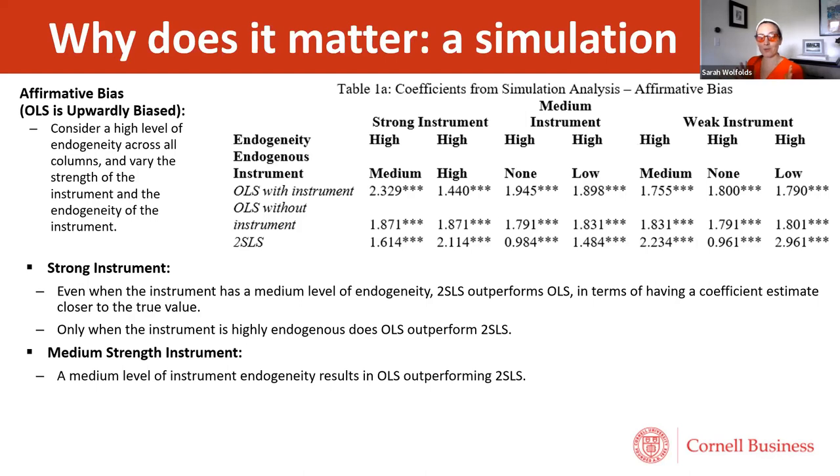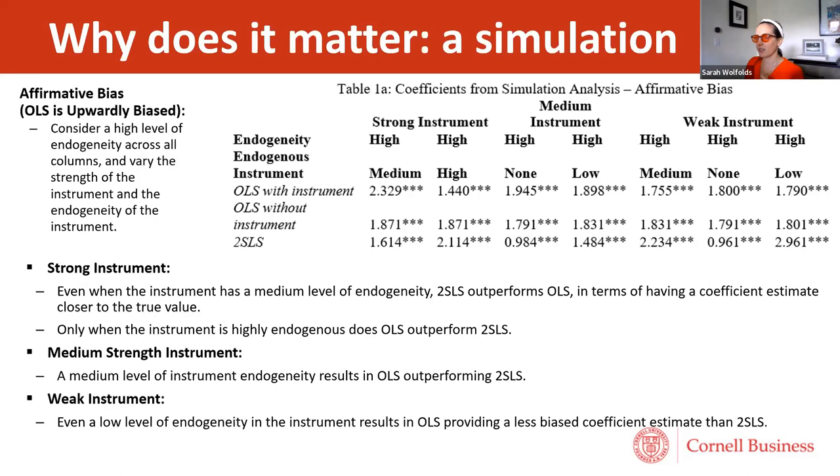But when you move towards a slightly less strong instrument, here a medium instrument, you see that even with a medium strength instrument, if you have a medium level of instrument endogeneity, OLS gets closer to the true coefficient than two stage least squares. And lastly, with a weak instrument, even if you have a low level of endogeneity, OLS will provide a less biased coefficient. With a weak instrument, the only time that two stage least squares performs better is when there is no instrument endogeneity.